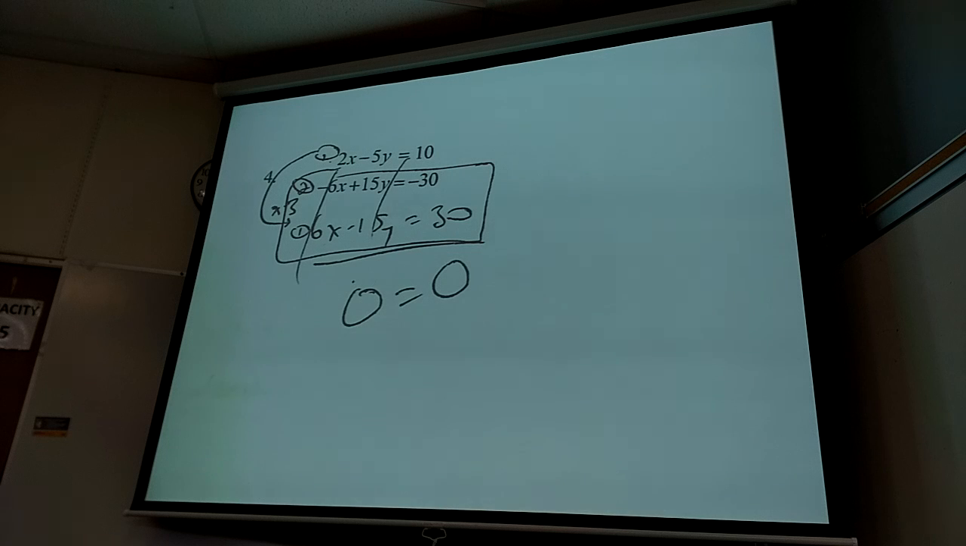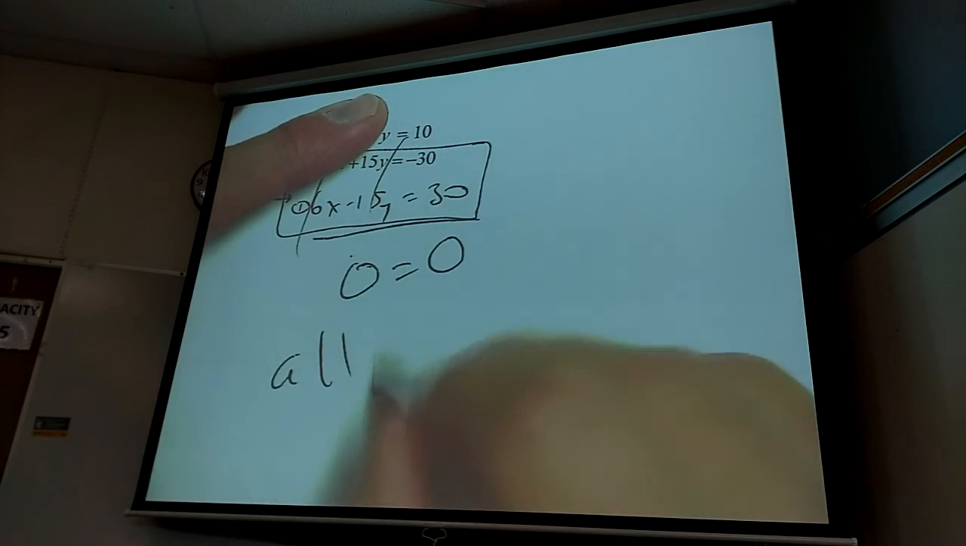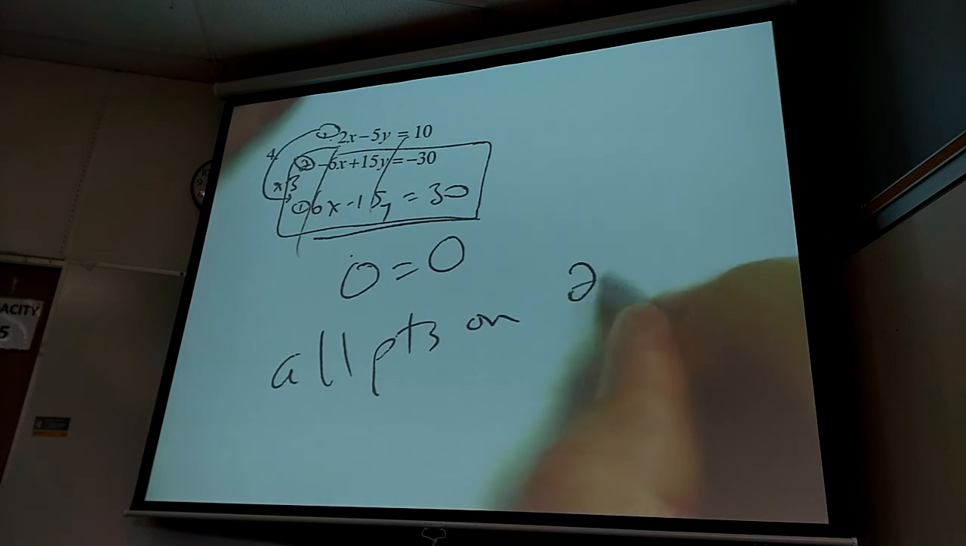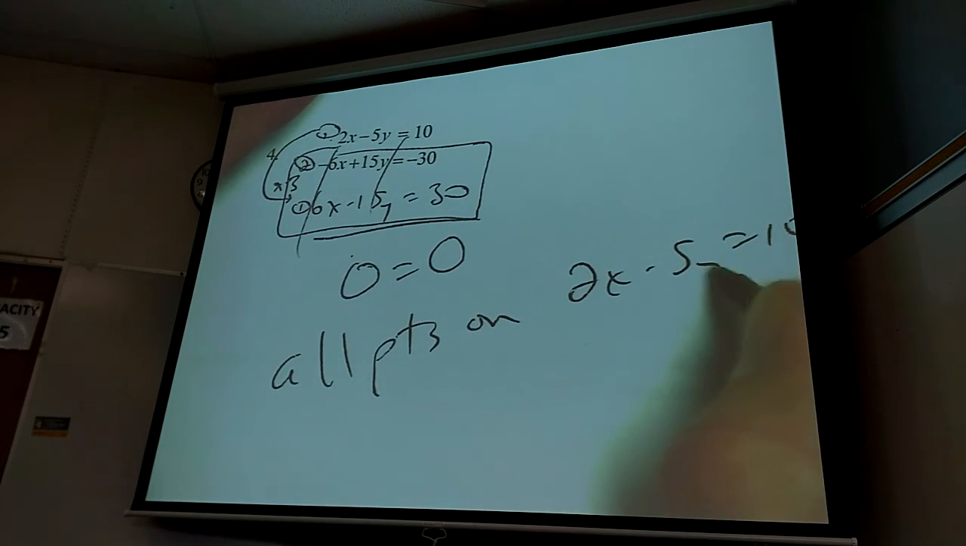So the answer to a system of equations is always where the things meet graphically, be they lines or planes like we talked the other day. But they could meet at more than one point. Lines could be right on top of each other. So there's an infinite number of answers, but what are they? All the points on the line. So the answer is all points on 2x minus 5y equals 10.